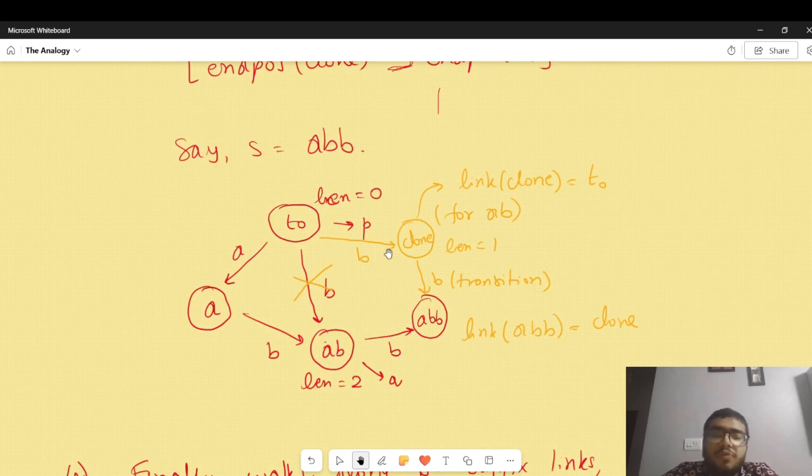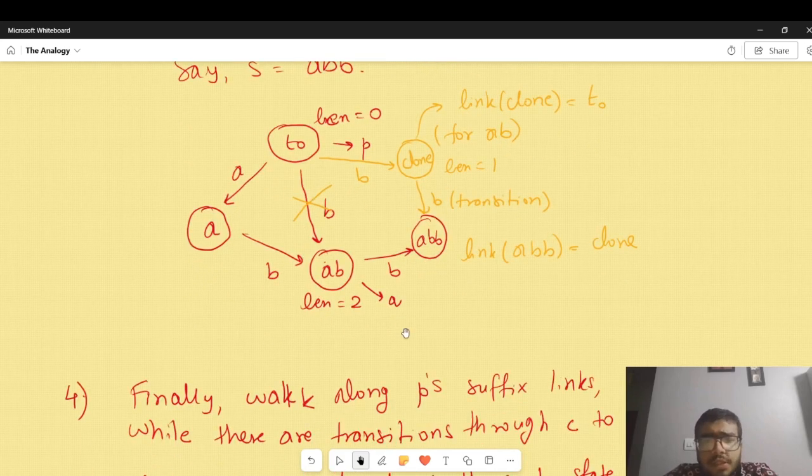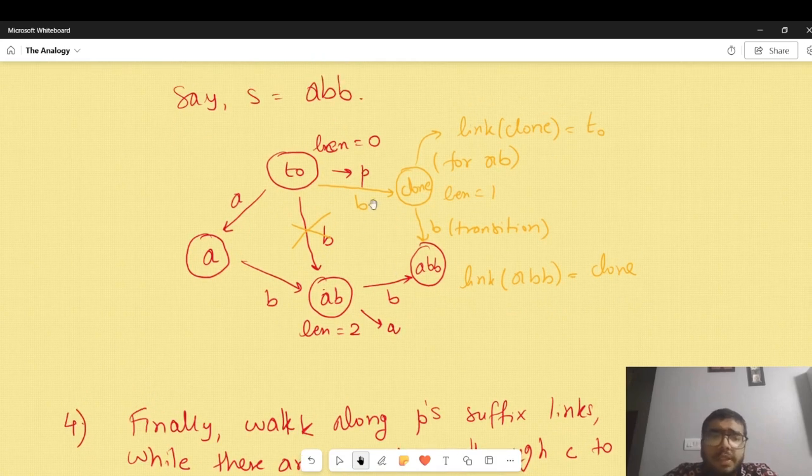So there must be a transition from T naught to clone by B to make that happen. And the transitions from Q to the other nodes must also be preserved. So this clone has a transition to ABB by B. Now here is a good catch. Once we have done this, we know that Q's suffix link is clone and ABB's suffix link is also clone. So we have updated both of these relations together.